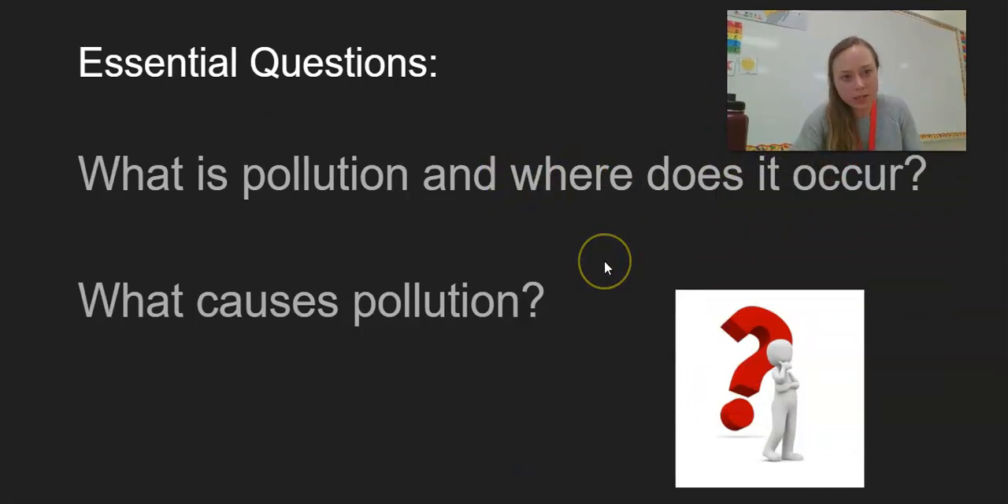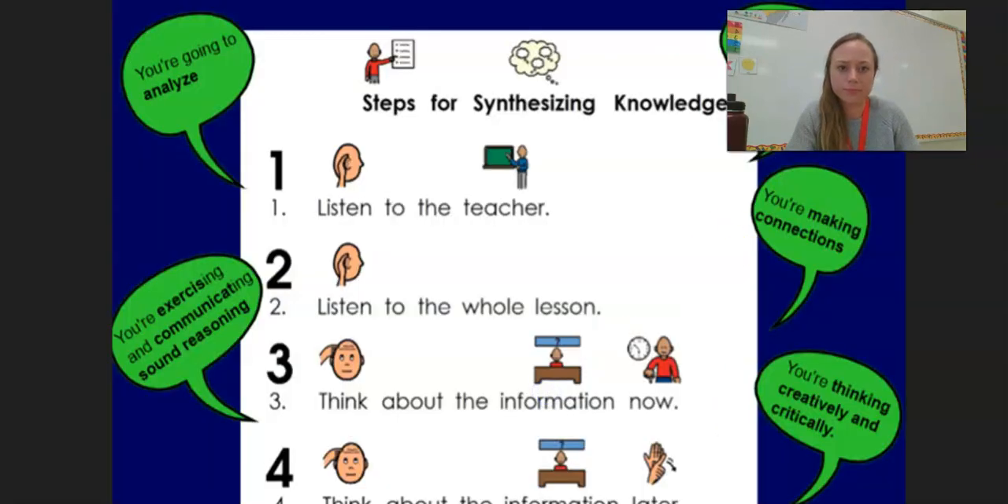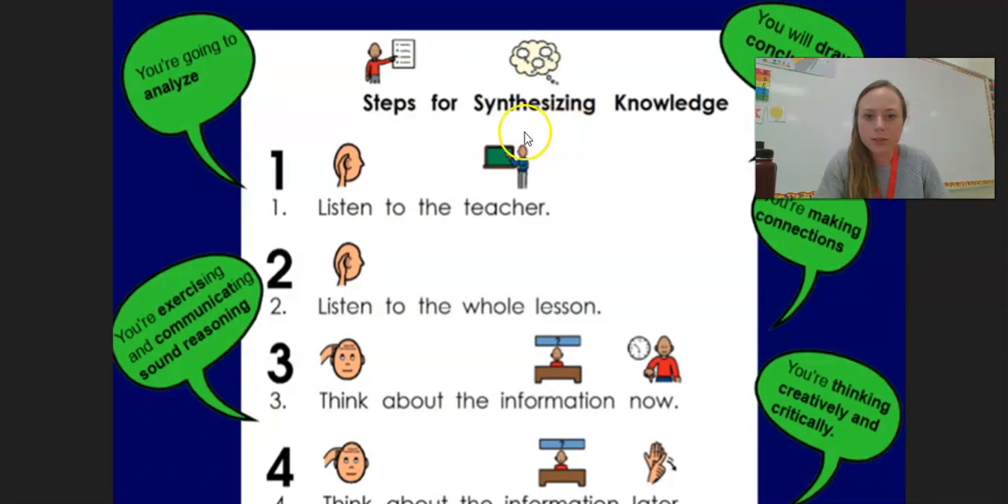These are the essential questions that we will be able to answer by the end of this unit. What is pollution, and where does it occur? And what causes pollution? Let's review the steps for synthesizing knowledge before we continue. You will need to listen to your teachers, listen to the whole lesson, think about the information now, and then we will think about the information later.